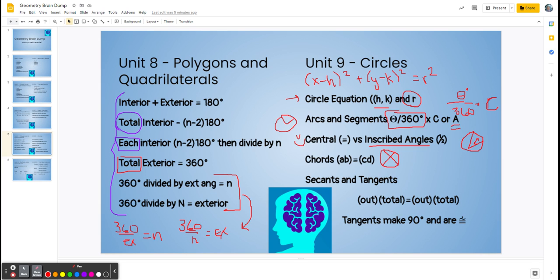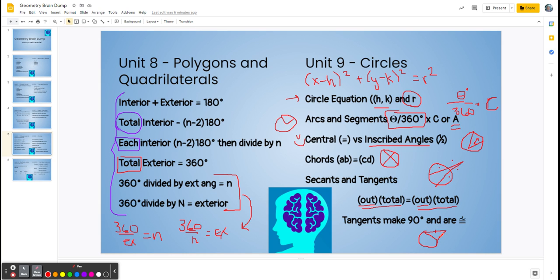And then secants and tangents. Remember, secants seek the outside of the circle and tangents touch the outside of the circle. So with secants, I've got an outside and an inside and an outside and an inside. So I need the outside times the total and the outside times the total. Notice you use the outside twice. With tangents, they touch the circle. Secants seek and tangents touch.